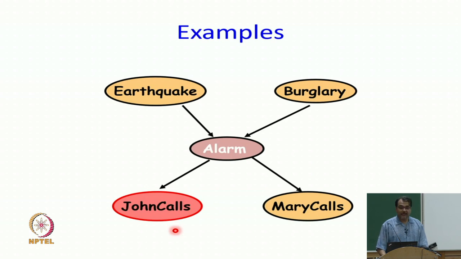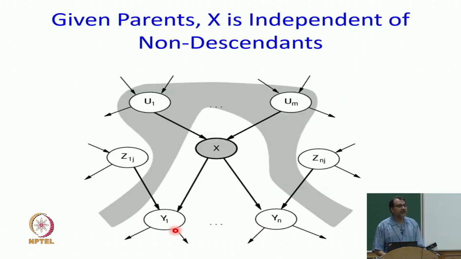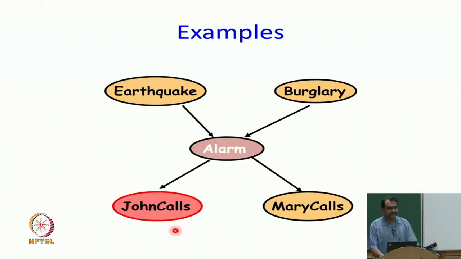All non-descendants are independent given the parents, that is right. No, given yi means given the child. So, the statement does not say anything about what happens if the child is given. It is a very specific statement. It is saying that if I give you the parents and only the parents, then I am conditionally independent of my non-descendants. Okay, good. Let us do some more examples and we will come back to this.